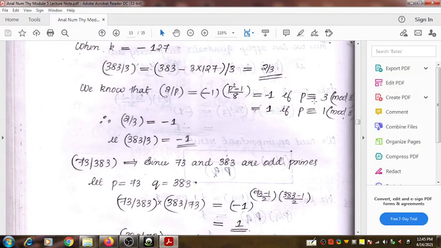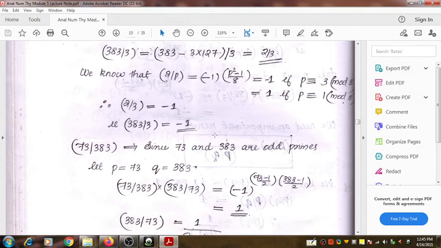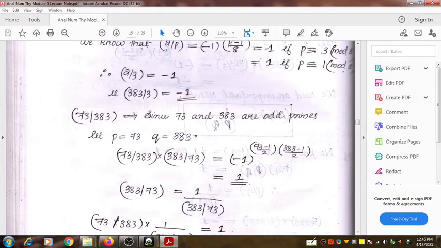Since this is the case in the current situation, we have p congruent to 3 mod 8, and therefore we obtain that (383 bar 3) equals minus 1. That value can then be substituted there. Again, a similar procedure can be applied to obtain (73 bar 383).